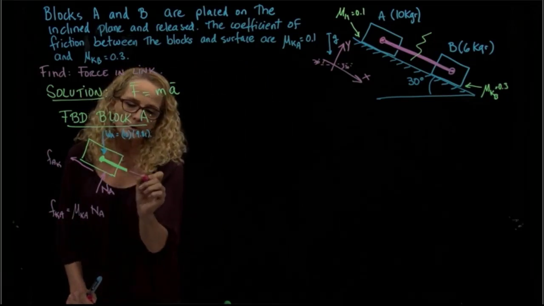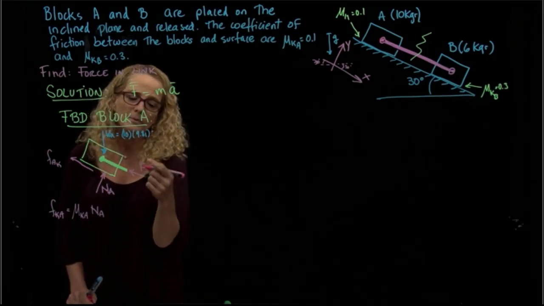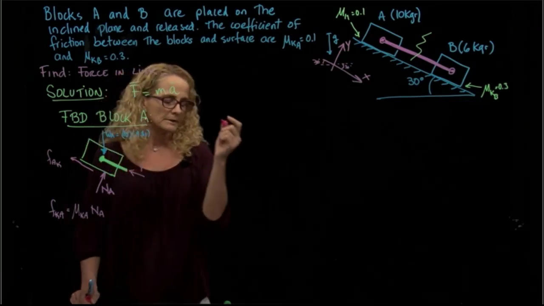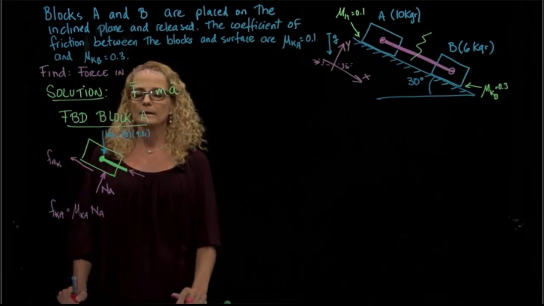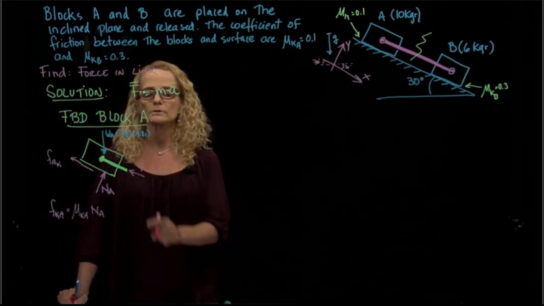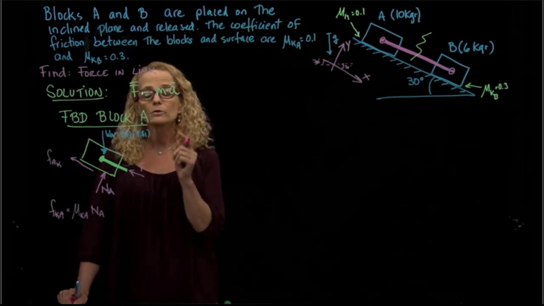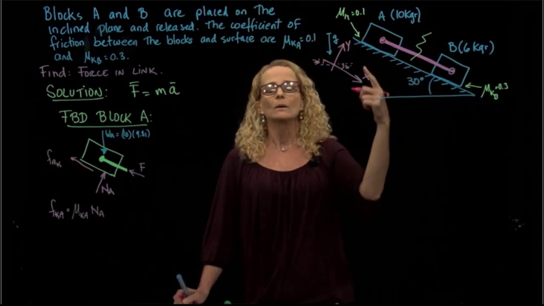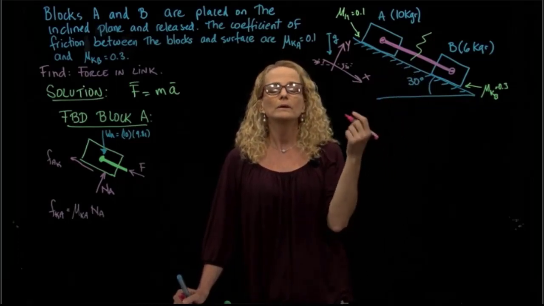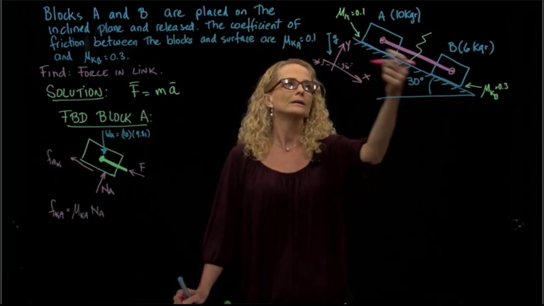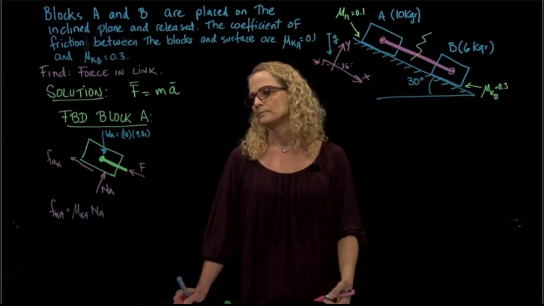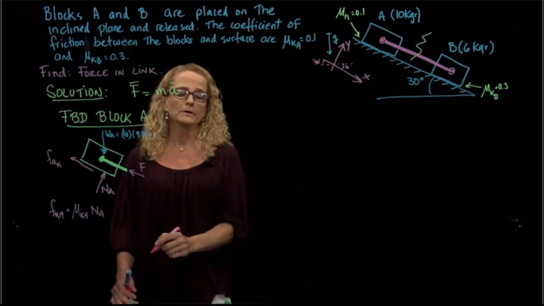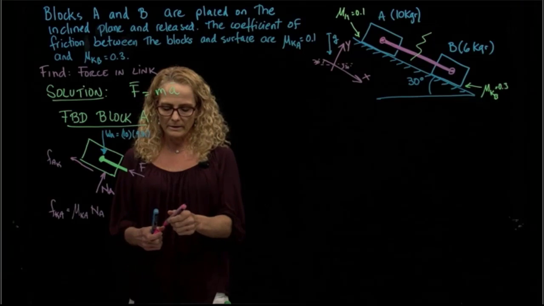And besides that, we also have our force developed in the link. I can put the force in either direction. I just decided to put my link in that direction. What I do know is that the link is weightless, and it only creates forces along its actual direction. So this is my free body diagram of block A.